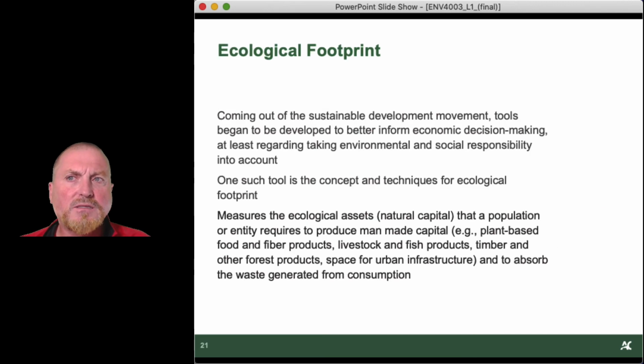Okay, and this last concept, all I wanted to do with ecological footprint is make the point that, as environmental economists and sustainable development advocates, many tools have spun out, right? Green design, all of these things. And one of the dominant ones is ecological footprint, right? Coming out of the sustainable development movements, tools began to be developed to better inform economic decision making, at least regarding taking environmental and social responsibility into account. One such tool is the concept of ecological footprint. It measures ecological assets, natural capital, that a population or entity requires to produce man-made capital, plant-based food and fiber, livestock and fish products, timber, and so on, and to absorb the waste generated by consumption. This is just one tool. I just want to give you the sense that I'm not touching all of the tools or methodologies that have sprung out of the sustainable development movement and the environmental economics movement.